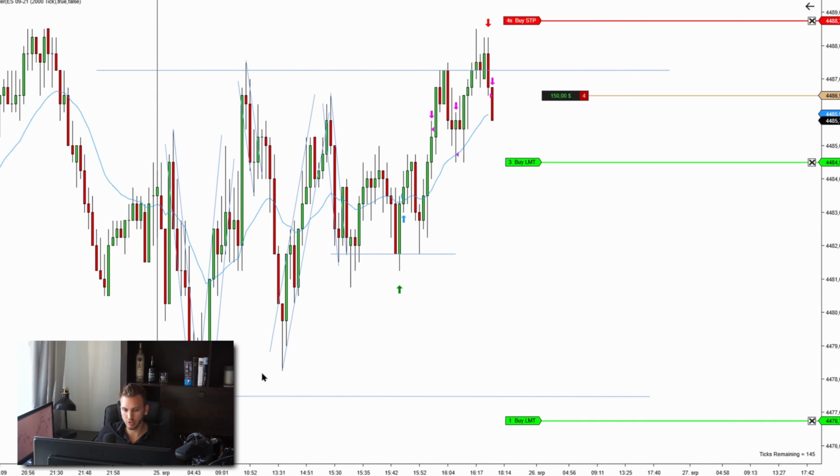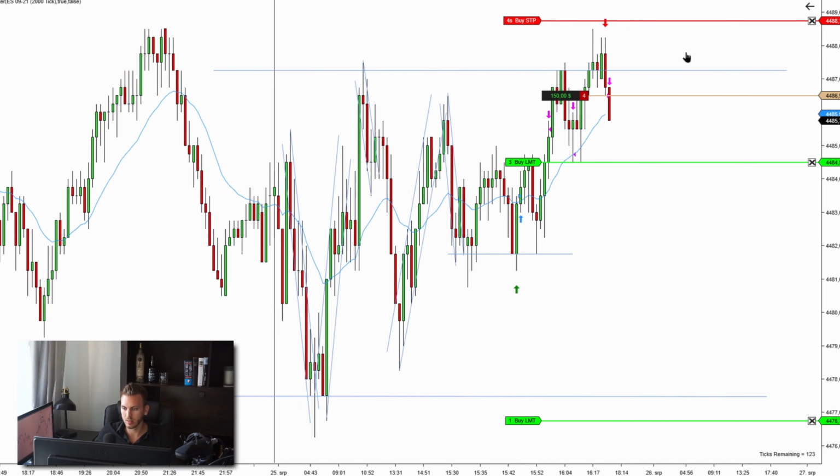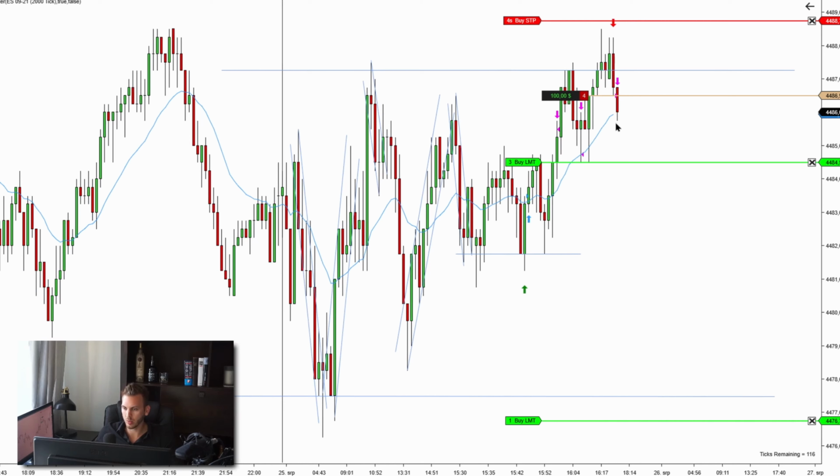This is how you trade your trading ranges. You buy the lows, you sell the highs. And come on, we're working. We're halfway. We're already halfway, or sort of halfway. Come on, and we're halfway. Come on. A few more ticks left.